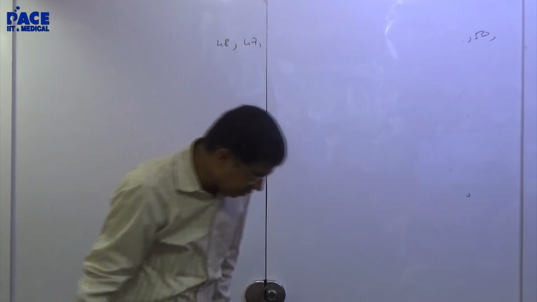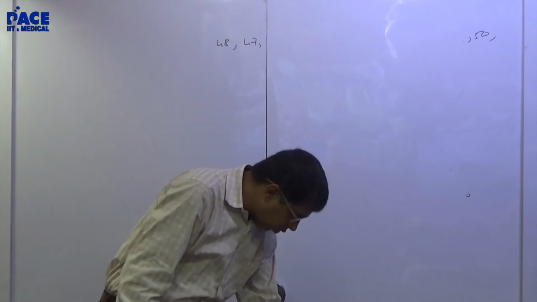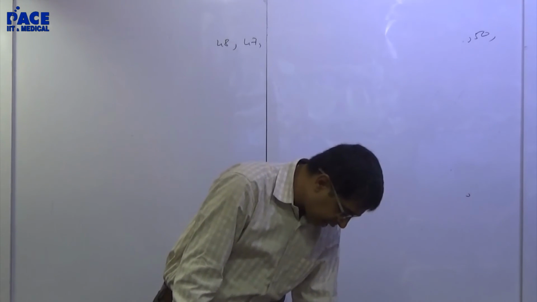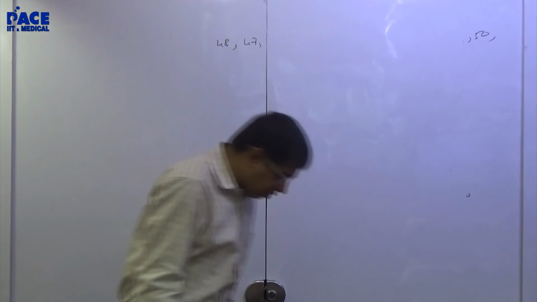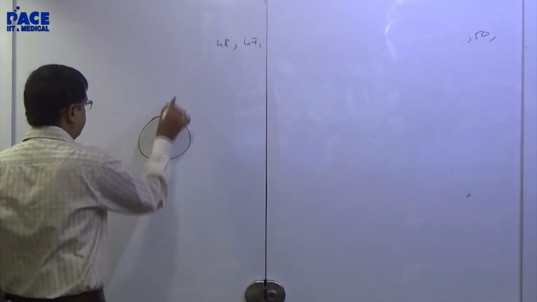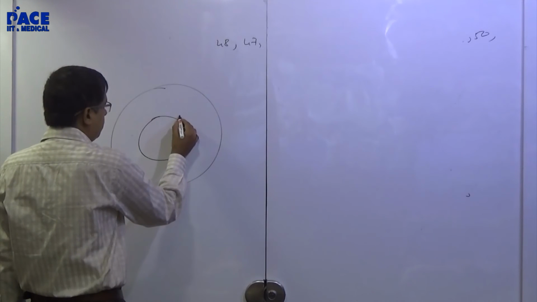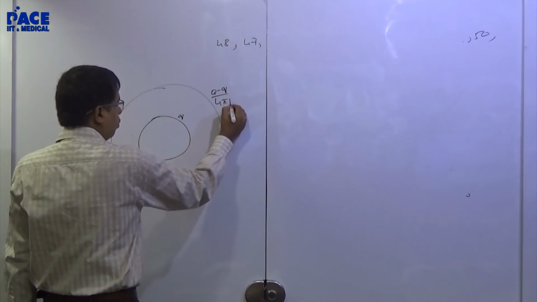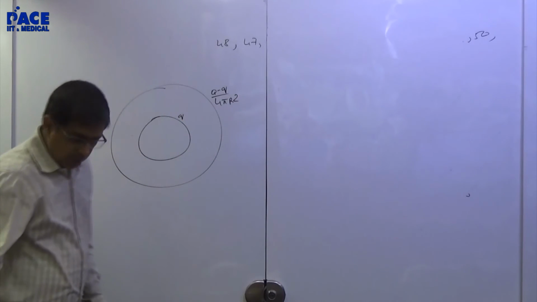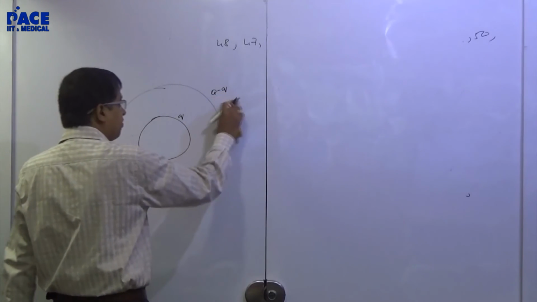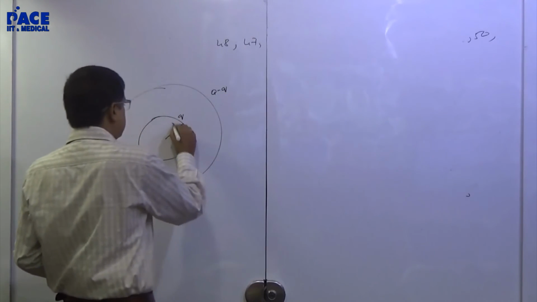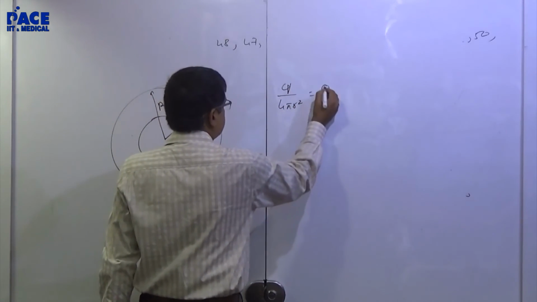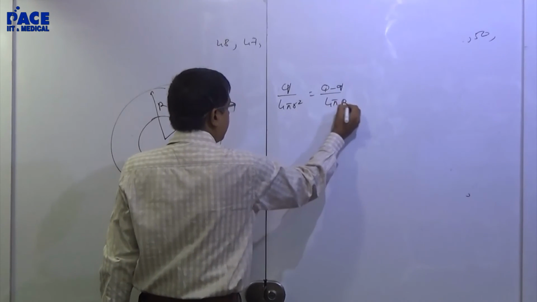Problems 44 and 45. Charge Q is distributed over two concentric hollow spheres of radii small r and capital R, such that their surface densities are equal. Find the potential at the common center. See, this will be small q, and this will be capital Q minus small q, such that their surface densities are equal. That means if this is small r, this is capital R. Small q by 4 pi r square equals capital Q minus small q by 4 pi capital R square.